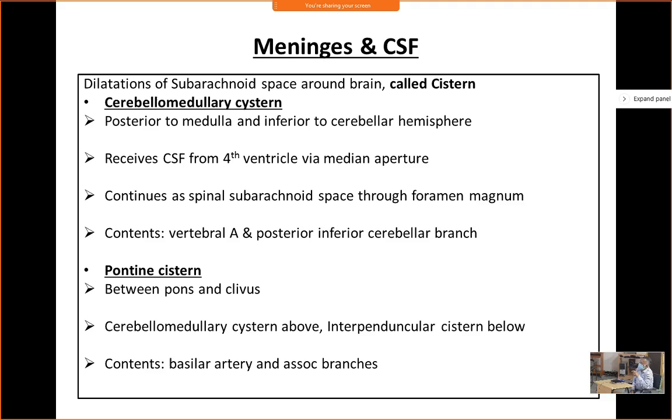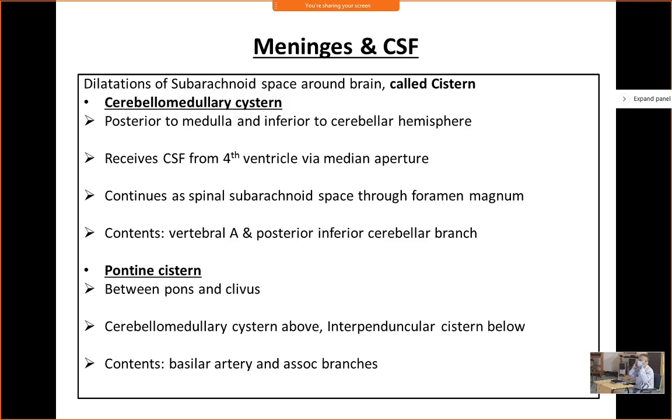I am just mentioning it here, but it may be a separate class. Okay, so what is a cistern? These are dilatations of the subarachnoid space. Normally, suppose I am just giving an example, that space is 2 centimeter, but in certain regions it becomes 20 centimeter in diameter, so it gets dilated. Then it is called a cistern. Now why does this cistern actually form? Because it is present between the pia and the arachnoid mater. The pia closely invests the structure.